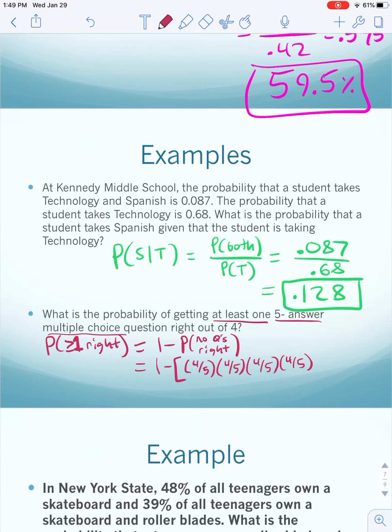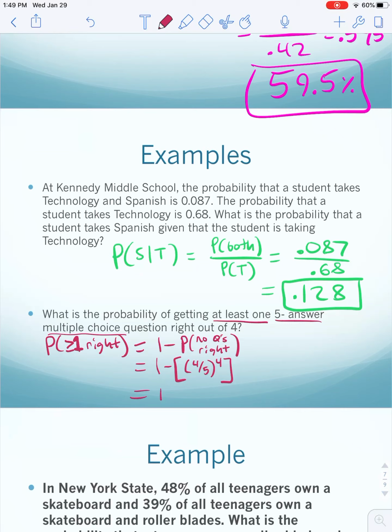So there's a 4 out of 5 chance I get each of the 4 questions wrong. So now collectively, what's the probability that I get all 4 of them wrong? Well, instead of writing it like this, I could just call it 4/5 to the 4th, since there's 4 questions that all have the same probability of getting them wrong.